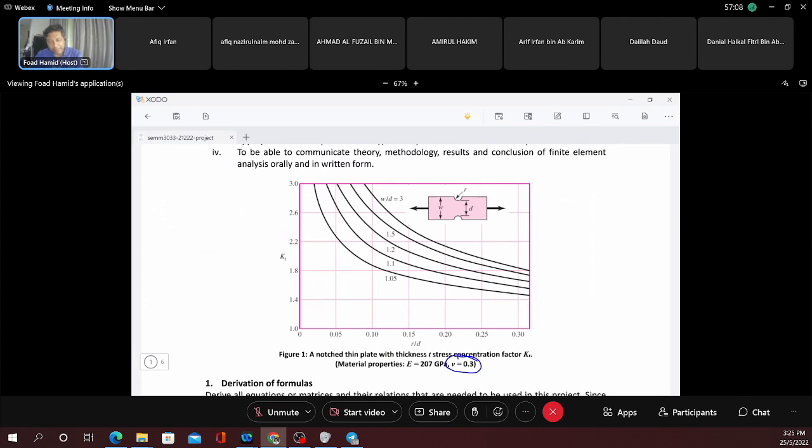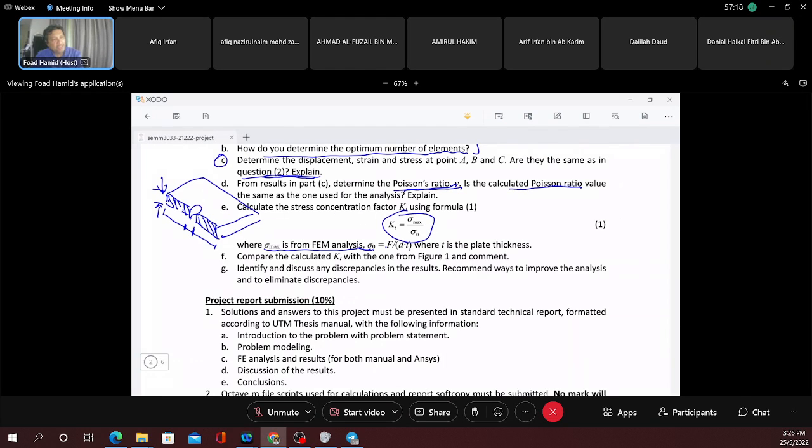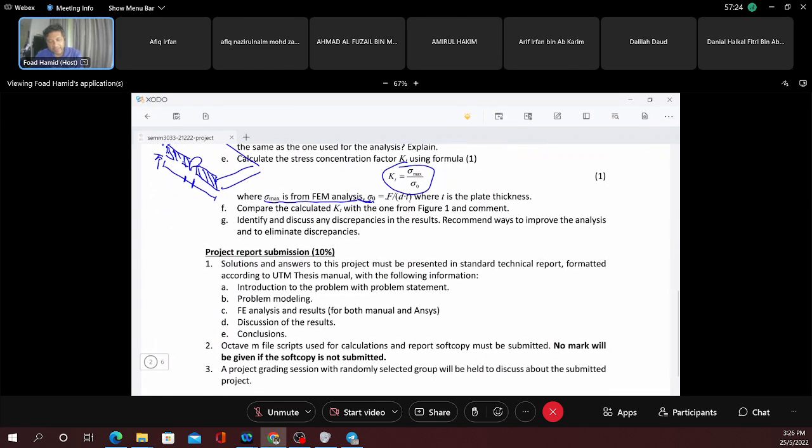So do we get the same answer as the one in figure 1? Because this value, they get it from experiment. So what we are trying to do here is to verify using a finite element. So are they the same or not? Identify and discuss any discrepancies in the results. Recommend ways to improve the analysis and eliminate discrepancies. Any problem with errors, basically, discrepancy, perbezaan.